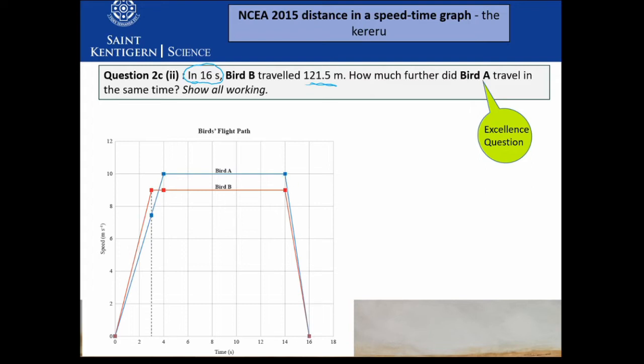The way that we can calculate this is by getting the area under the graph. So there's our first triangle.